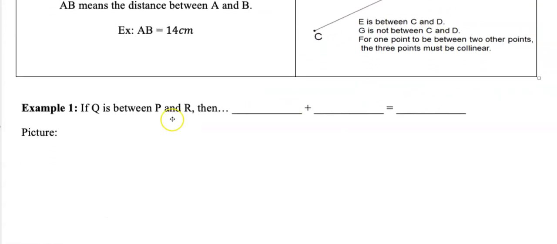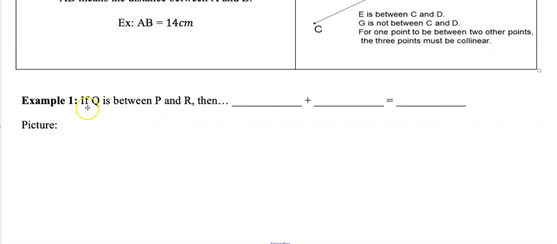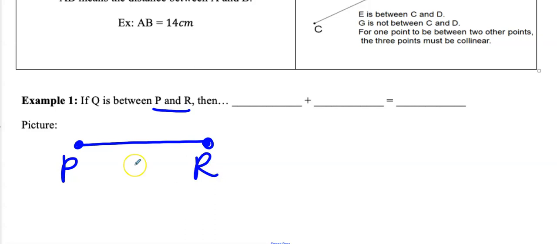All right, por ejemplo, example 1. So Q is in between P and R. So primero we're going to draw a picture, dibujar, points, y points. Okay? The letters are P and R, so P and R. Q is between, so point Q. You don't have to put it in the middle, just on the line.